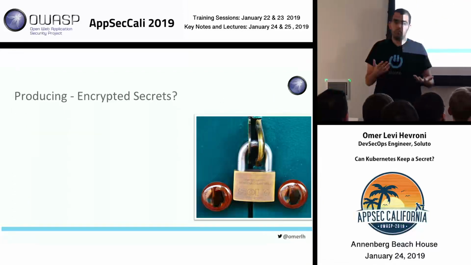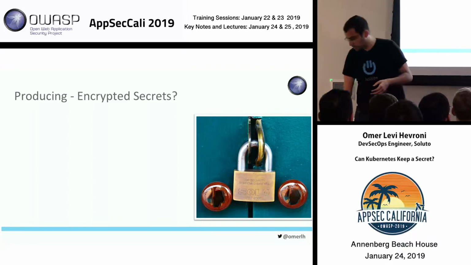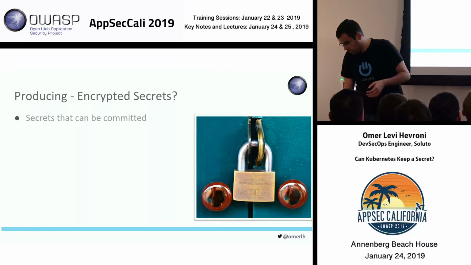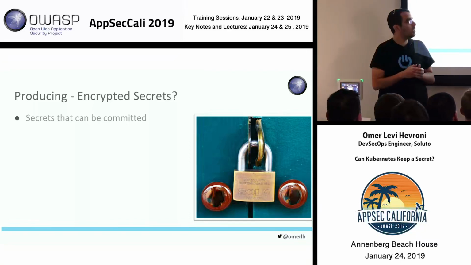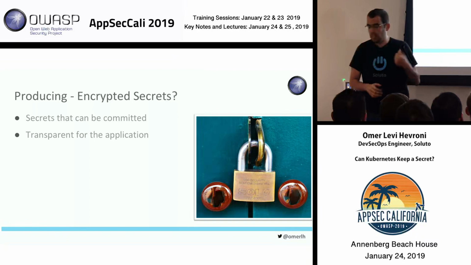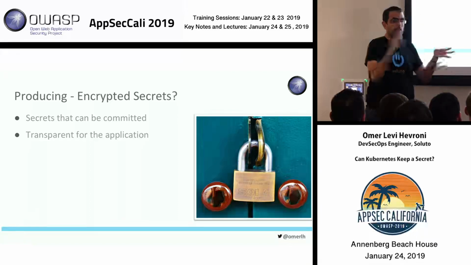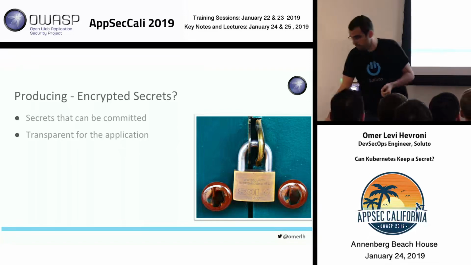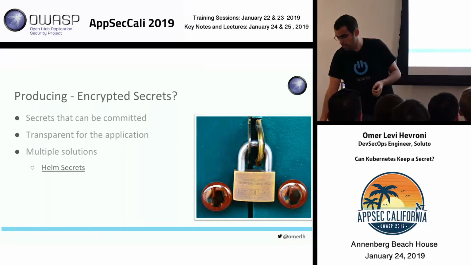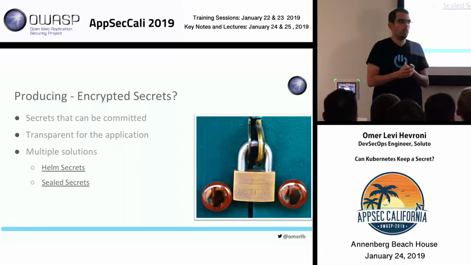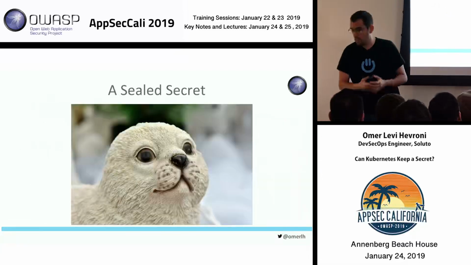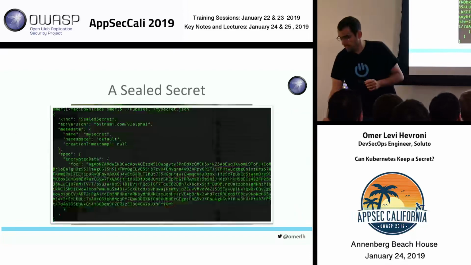And there are various solutions that let you create the secrets we saw before, just in encrypted form. So the idea is to create secrets that you can commit to source control by encrypting them. And it's transparent to the application because some magic happens that takes the secret and decrypts it to a regular Kubernetes secret. And there are multiple solutions like Helm Secrets or Sealed Secrets, which I'm sure some of you have heard about. So let's take a look at what a Sealed Secret looks like. This is a Sealed Secret.